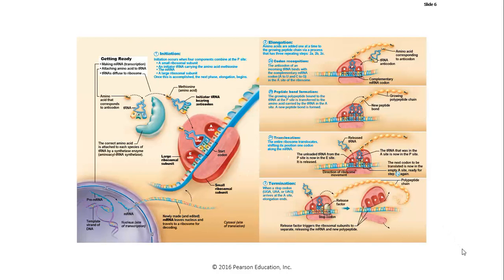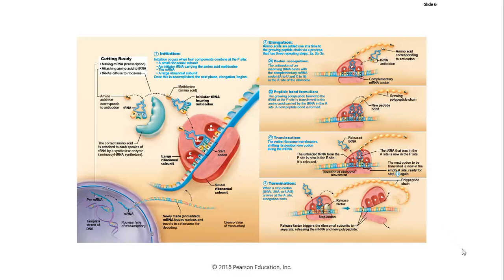And now what happens is the ribosome is going to slide, and the tRNA that was in the A site is now going to be in the P site, and the tRNA that was in the P site is now going to be in the E site, and the E site tRNA is going to be released, and the A site is now going to be empty.